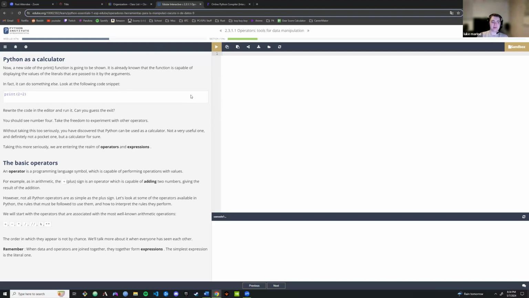So we're going to get into operators right now. An operator is a symbol which is capable of performing operations with values. In arithmetic, you have the plus sign, of course, which is capable of adding two numbers and giving you the sum, and the same thing for subtract and divide. But not all Python operators are as simple as the plus sign. Here we have some of the operators available in Python. Rules must be followed to use them, and how to interpret the rules they perform. So for example, we have all of these different operators that are used in Python.